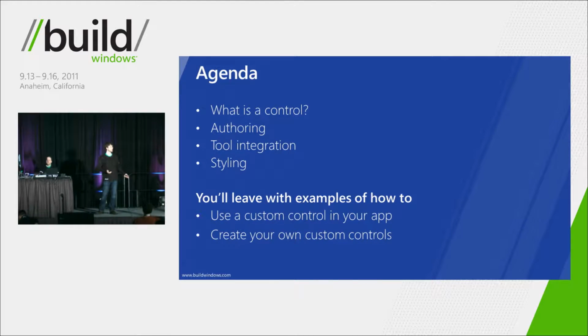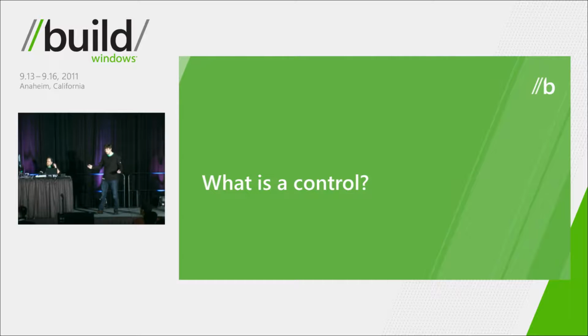And our agenda is remarkably straightforward. We're going to tell you what is a control, what do we define a control to be in this new Metro-style app world. Then we're going to talk about authoring, both authoring with using controls and also authoring the controls themselves. And then we're going to talk about a little bit of how tool integration works, how you get nice IntelliSense with your controls. Then we're going to go over styling the controls because we want them to look and feel great, just like the rest of the platform. And you will leave here with the knowledge of how both to use controls that already exist in the platform today, or that other folks have written, and then how to create your own custom controls so you can share them with the world.